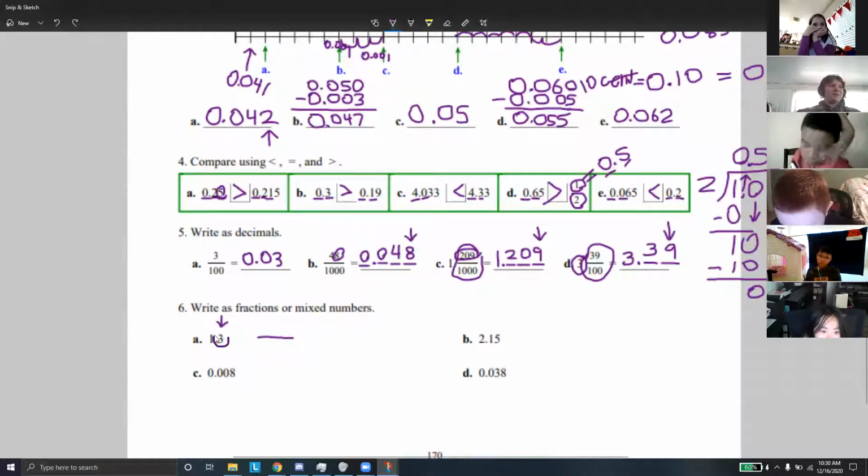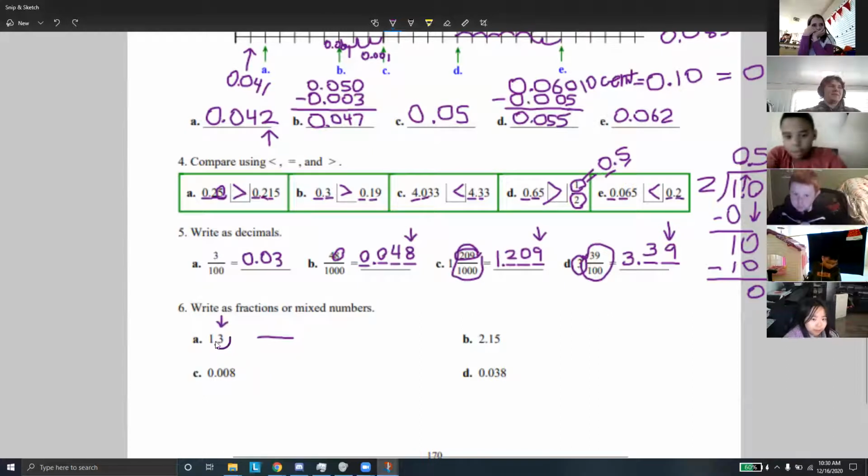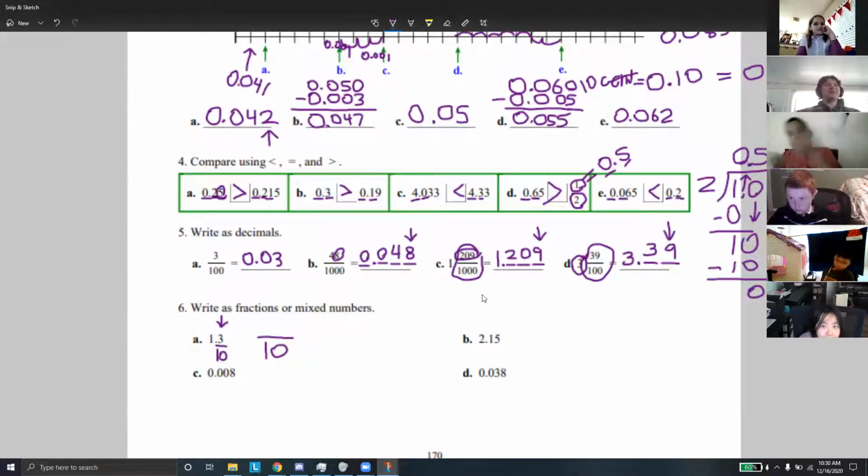So what would it be for 1 3/10? What would I look at for this 3 in the 10th spot? Almost. I'm not looking at the 3. I'm looking at 10. Yes, this 3 is in the 10th place, which means the whole thing is over 10. So I'm going to have a 10 at the bottom because it's in the 10th place. Great.